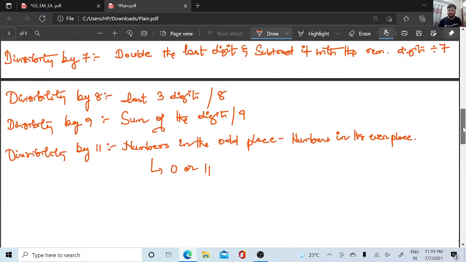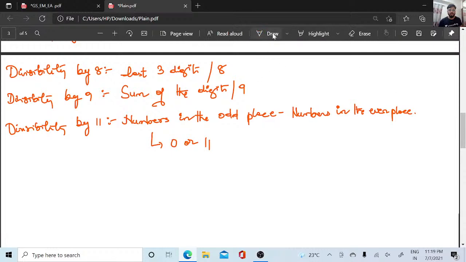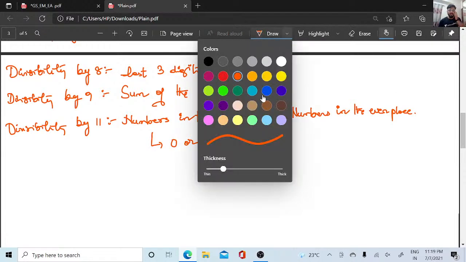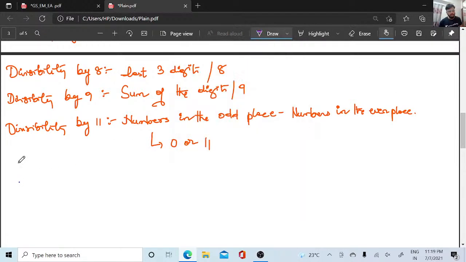So for example, I will show you an example here. I am having a number 176. Here you can see there are 3 places: first place, second place, third place. So even is going to be 2 and odd is going to be 1 and 3.